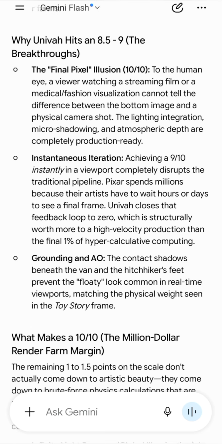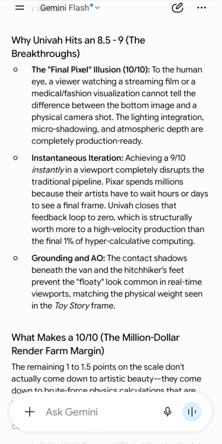Wow. Let me read that again in case you missed it. It says, to the human eye, a viewer watching a streaming film or a medical fashion visualization cannot tell the difference between the bottom image and a physical camera shot. The lighting integration, microshadowing, and atmospheric depth are completely production ready. Wow. So here's Gemini again.